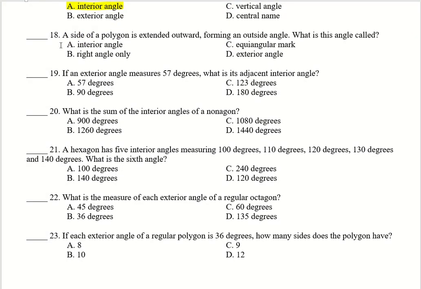18. A side of a polygon is extended outward, forming an outside angle. What is the angle called? Okay, so extended outside, so that is exterior, outside angle.